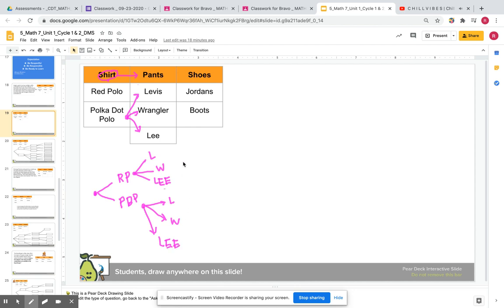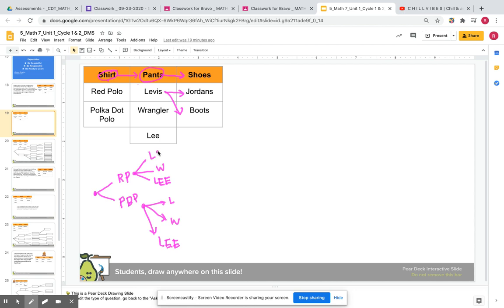Okay. And then from here, I basically ignore the shirts now, and I just focus on the pants because I moved on with the tree. I'm going to circle the pants, and now I'm going to move over to the right again, to the shoes. Based off the pants, the Levi's first, how many shoes can I combine the Levi's with? I hope you were able to tell me it combines with Jordans and boots, which is a total of two combinations.